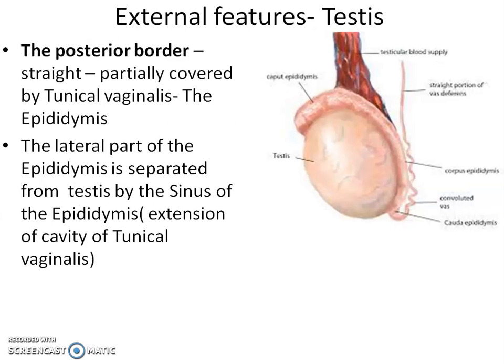The posterior border is partially covered by tunica vaginalis, and it is straight as compared to anterior border. The anterior border is convex, but the posterior border is more or less straight and is occupied by the epididymis. The lateral part of the epididymis is separated from the testis by a cavity of the tunica vaginalis, which is referred to as sinus of the epididymis.